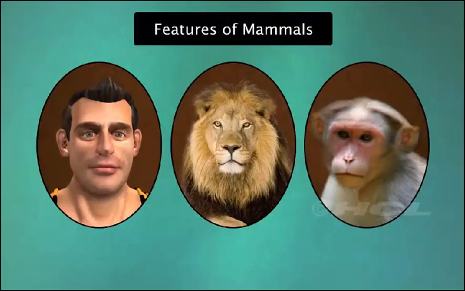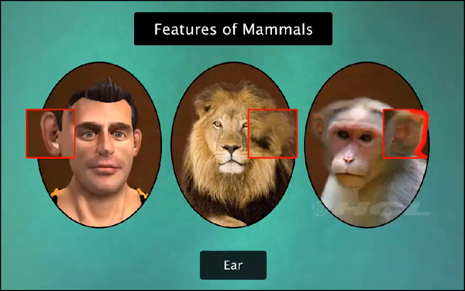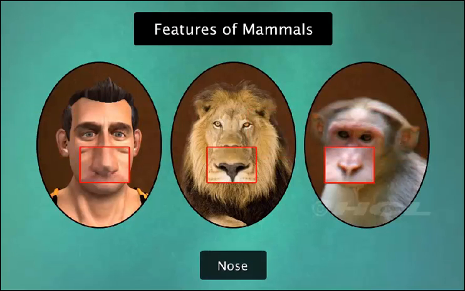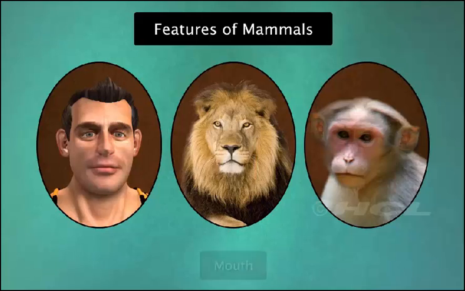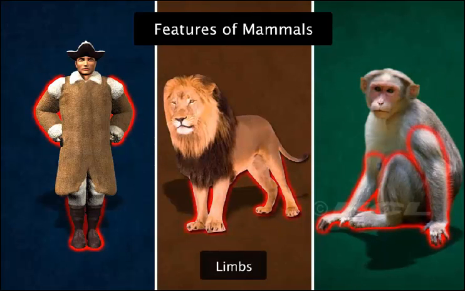All mammals have some similar characteristics. 2 eyes, 2 ears, a nose, and a mouth. Most mammals have 4 limbs to help them move around.